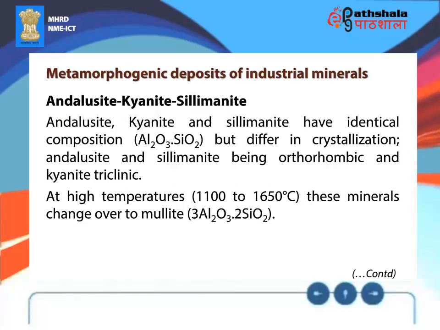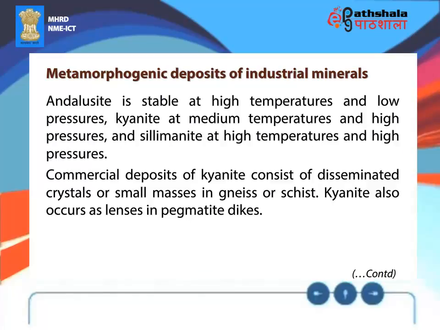Andalusite, kyanite, and sillimanite have identical composition, aluminum oxide and silicon oxide, but differ in crystallization, andalusite and sillimanite being orthorhombic and kyanite triclinic. At high temperatures of 1100 degrees centigrade to 1650 degrees centigrade, these minerals change over to mullite. Andalusite is stable at high temperatures and low pressures, kyanite at medium temperatures and high pressures, and sillimanite at high temperatures and high pressures.